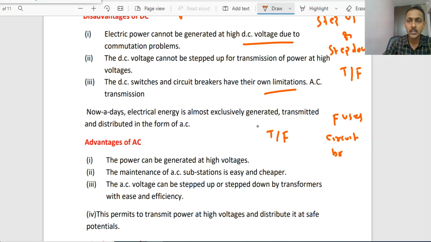So because of these three major reasons, we are going to opt for the AC system instead of the DC system. What are the three drawbacks, dear students? The voltage cannot be stepped up or stepped down, and the switchgear equipment has its own limitations with respect to DC, right? And the power cannot be transmitted at higher DC voltage levels. So these drawbacks are overcome in the AC system.